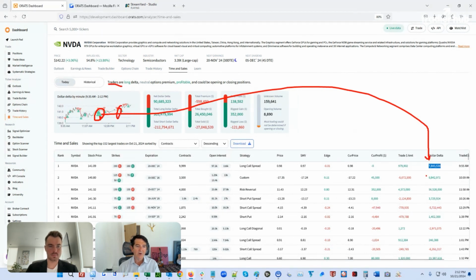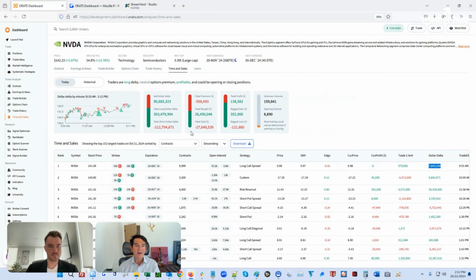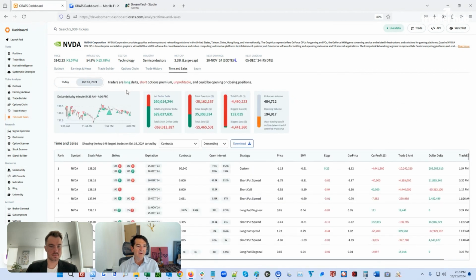So traders are long delta. They're neutral options premium, so they're not buying a lot or selling a lot, but they've been profitable today. So we test the profit as well. I think that's a real neat thing to look at. And you could download this and go check out prior days and see how Nvidia was going. They're long deltas there on the 18th.